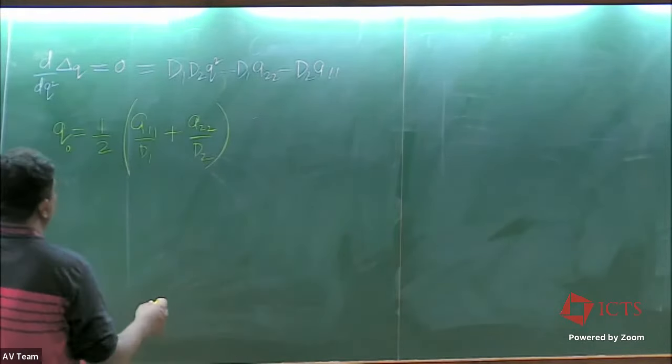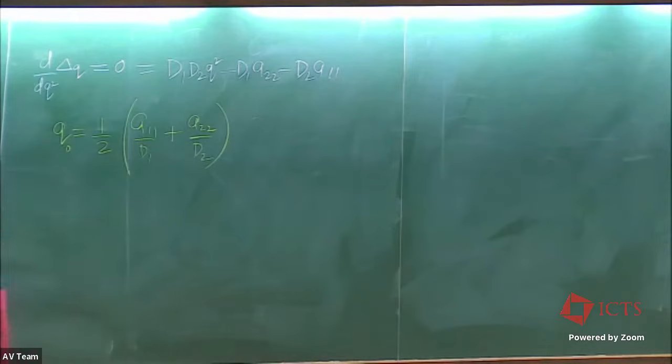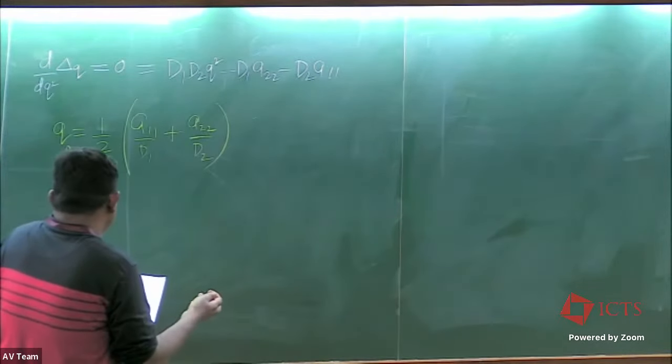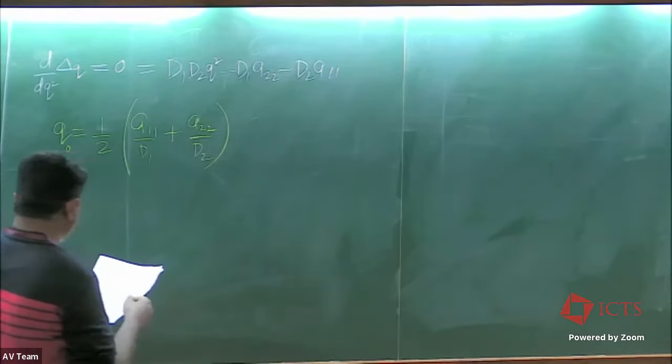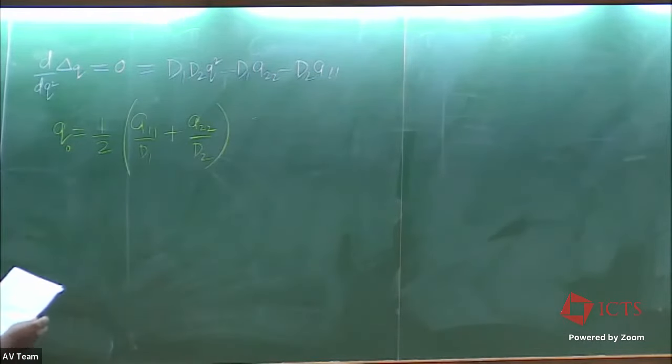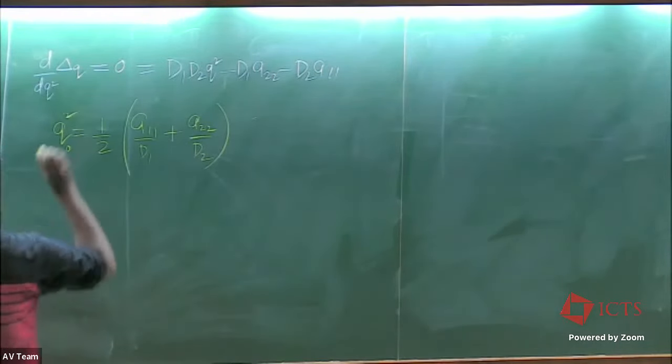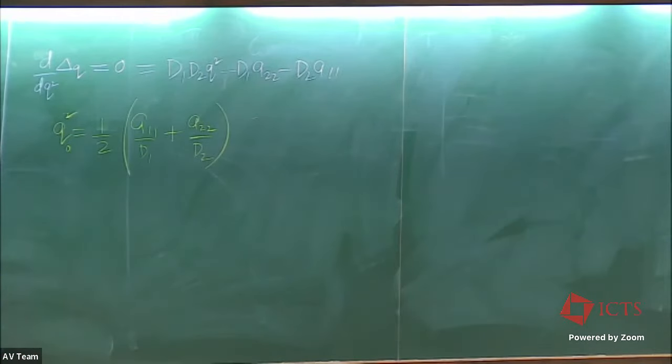Okay. Remember, we already have some statements about A11 and A22. So the sum of them must be positive. I don't know anything else, but the sum of A11 and A22 should be positive. And I also want the following: I want my Q0 square to be a positive number.